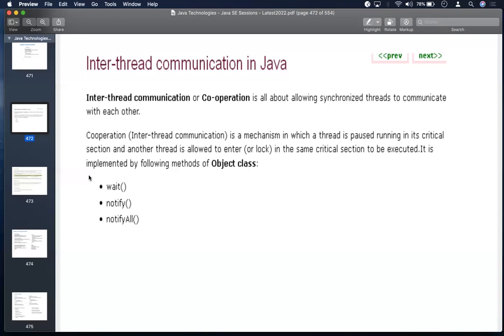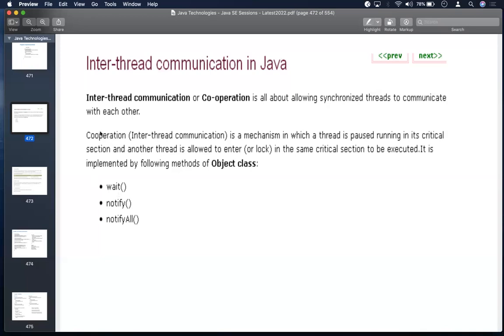In order to do that, we have three methods: wait, notify, and notify all. In fact, wait has two more variants. So a total of 5 methods are there for inter-thread communication: wait with indefinite time, wait with milliseconds, wait with milliseconds and nanoseconds, notify, and notify all.